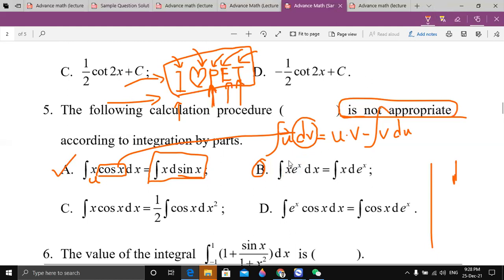So power function is before the expo function. So here x is equal to u. We have to convert this e to the power x to something like dv. To convert e to the power x to dv, we have to find its integral. The integral value of e to the power x is also e to the power x.